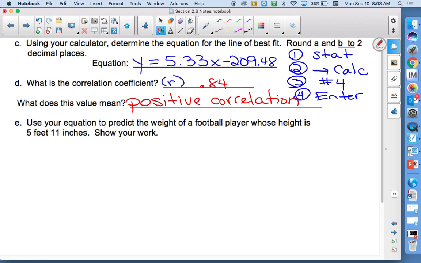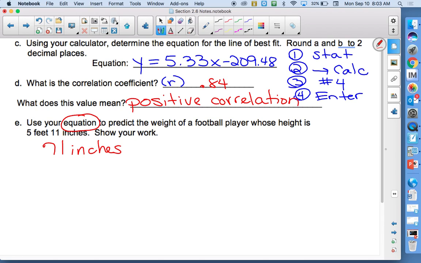And then the last question, and then we'll get to our activity here. So we'll just stop with letter E for now. Use your calculator or use your equation, not calculator. So we're going to use the equation we have written above to predict the weight of a football player whose height is 5 feet 11 inches. How tall are you if you're 5 feet 11 inches? Rebecca, say it again. 71 inches.